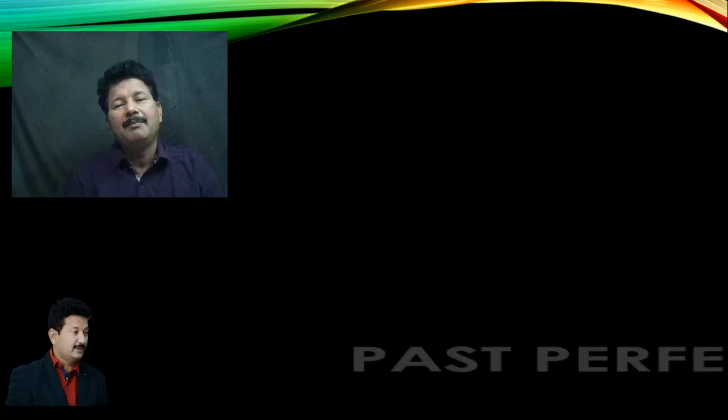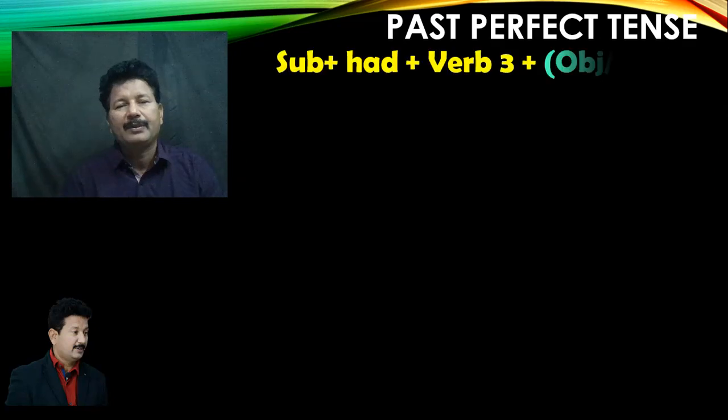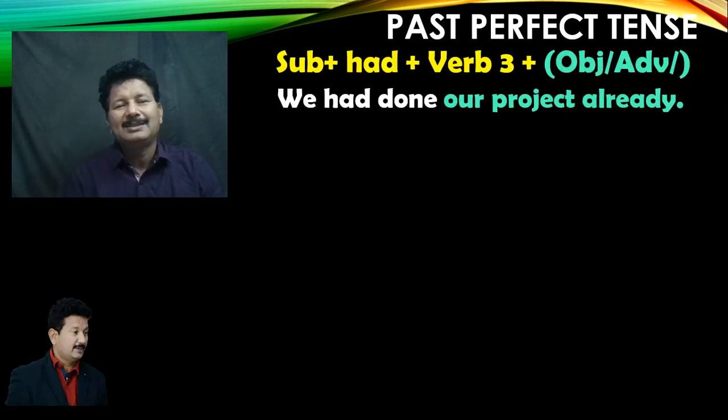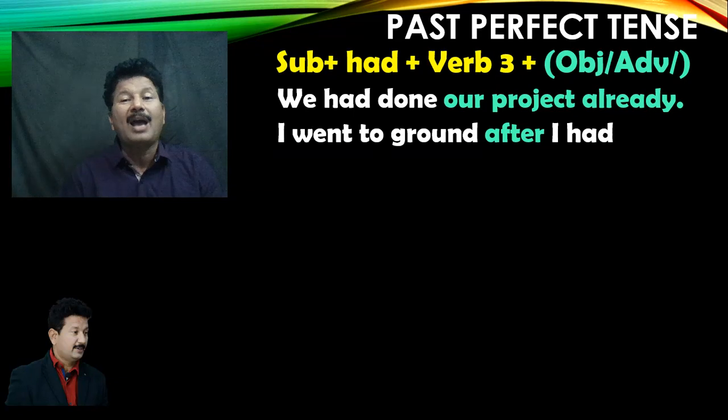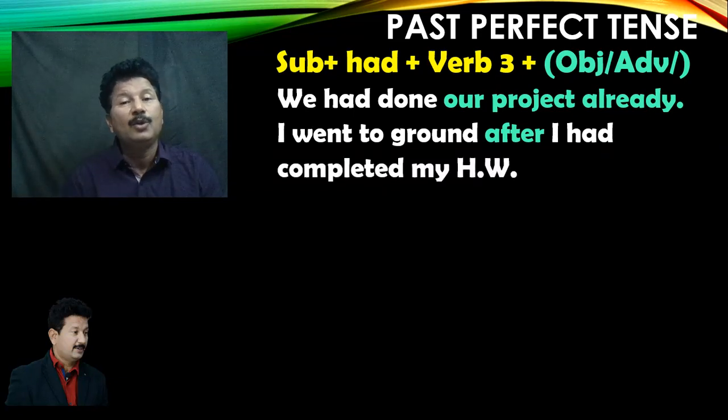So now let us make this example more clear. So the sentence pattern is subject plus had plus V3. So we had done our project already. I went to ground after I had completed my homework. So you found this after. And when we find before or after, we use past perfect. And you have to compare the two actions. So what did I do first? Whether I completed my homework or I went to ground. So I completed my homework. So that's why we use after I had completed my homework, I went to ground.